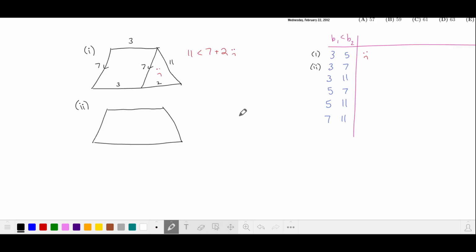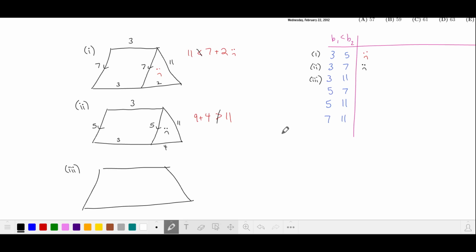Let's try the second pair of bases. The bases have lengths 3 and 7, so the other side lengths are 5 and 11. Again, we see that the sum of the lengths of our 2 shorter sides is not longer than our third longest side. So triangle inequality fails, and this will not generate a valid trapezoid.